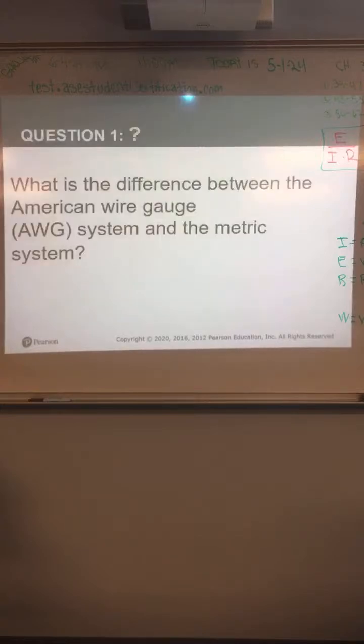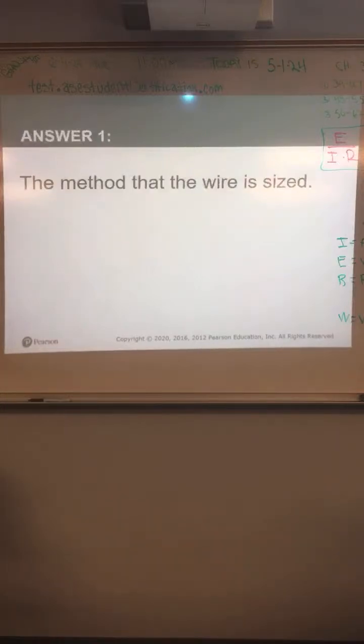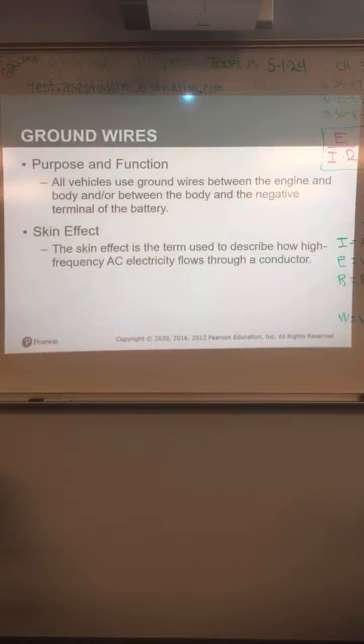We talked about that yesterday. It says if a conductor length is doubled, the resistance is doubled. Conductor meaning a wire, okay? The difference between an AWG and a metric system is just the way the wires are measured.